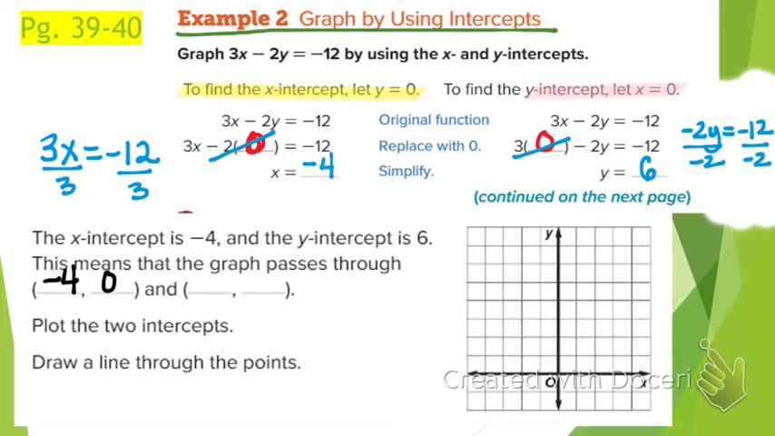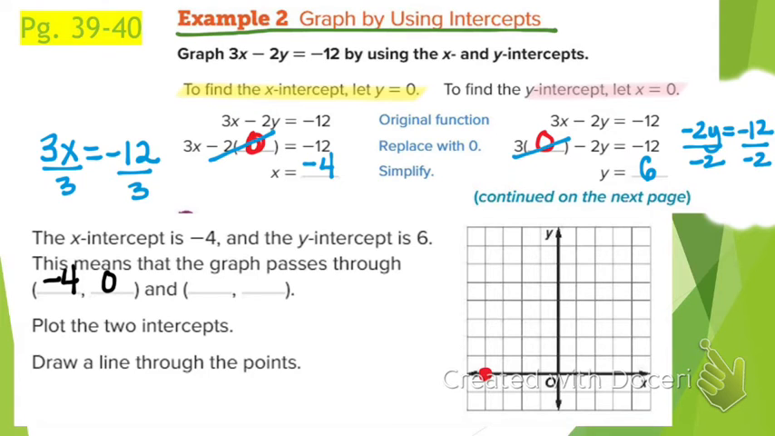This one is big enough that I can count by 1, so I'm going to count by 1. You can count by whatever you want to, though. If it's not labeled, that means you get to choose. But I have enough space, so I'm just going to count by 1s. So that's my x-intercept.